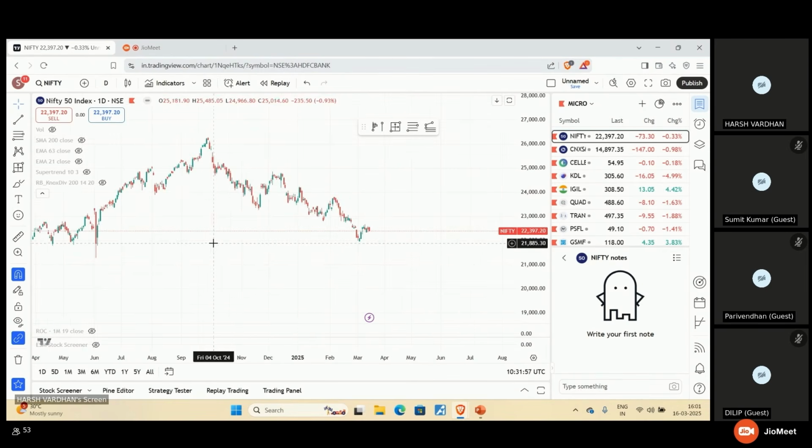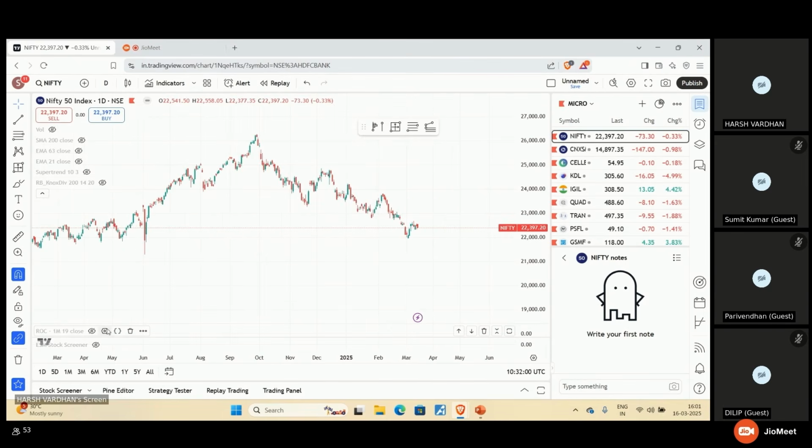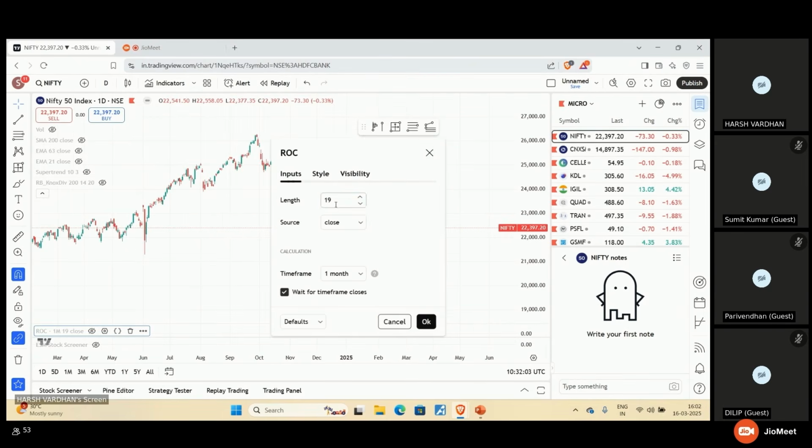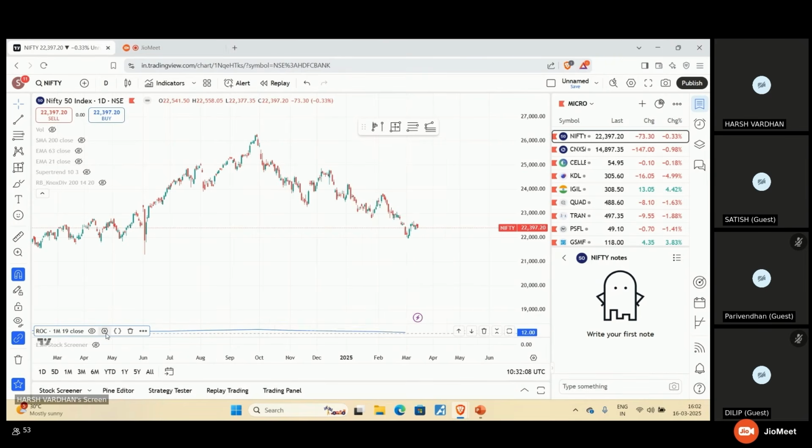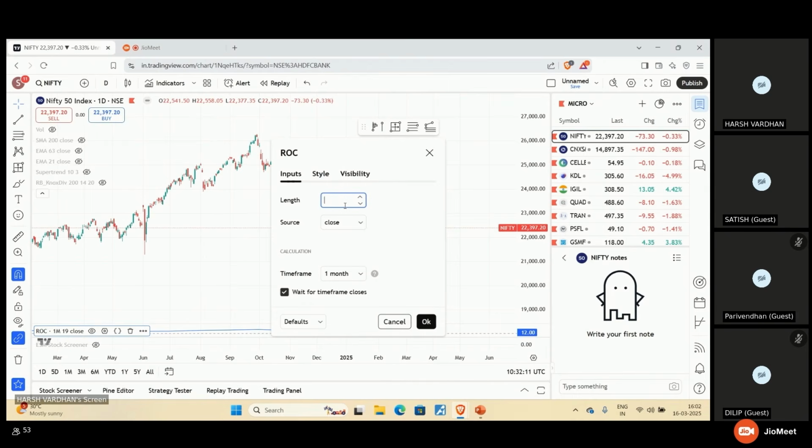Okay. So if you click on this ROC indicator, in the settings tab, you can choose any length. For example, 20. For ease, I am not making it very complex for you. You can keep the length 20 for Nifty as well as small cap, and the time frame as 1 month. This is also perfectly fine. You can use either 18 or 20. It doesn't matter. You can use 20 as well, and time frame should be 1 month. Then you can just expand this.